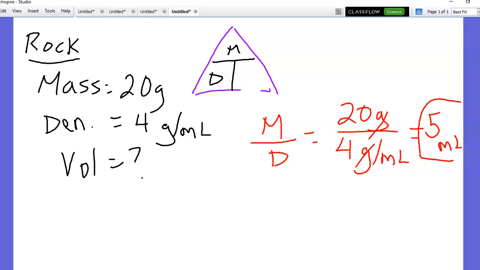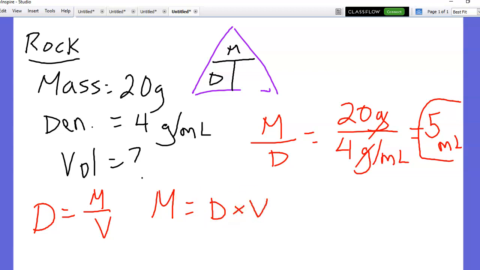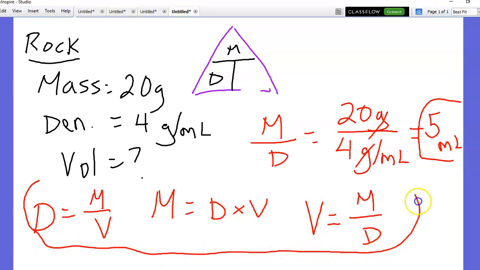Now you can do the same thing if you have a question about mass. Let's say you're solving for mass. You would just cover up the M and you'd have D times V. Really quickly, let me show you these. These are your different formulas. If you're solving for density, it's mass divided by volume. If you're solving for mass, it's density times volume. If you're solving for volume, it's mass divided by density. These are the different formulas that you would use to do the different equations.